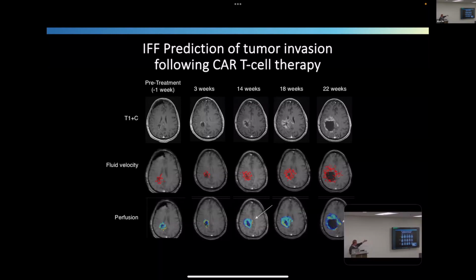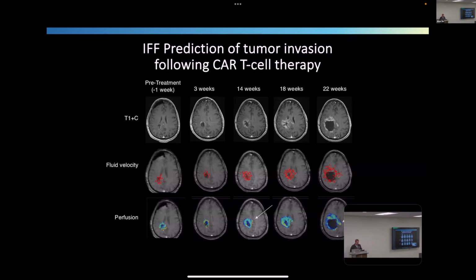But what you're looking at at the top is the raw data. The middle row is the flow field of the fluid, and on the bottom is the perfusion map. And what you see over time, each column is a time point, is that there's this protrusion you can see with the white arrow there, where you start to see the vector field and the perfusion start to go into the contralateral side of the brain.